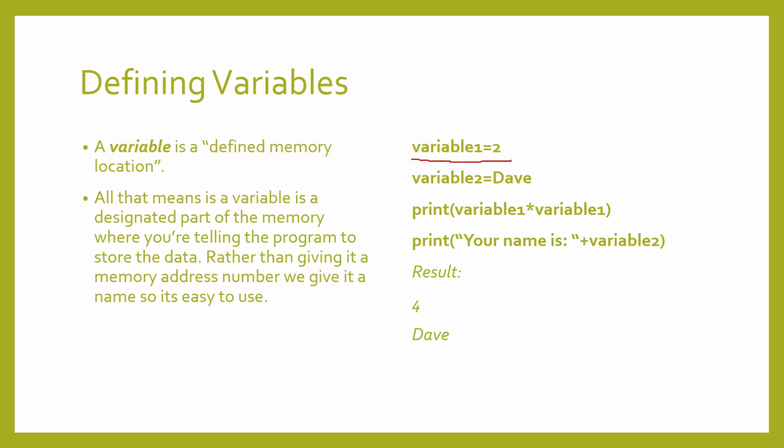The way you define a variable is this. We just name it, so we have to give a variable a name, equals, and then the value of that variable. So it could be anything. Variable 1, look, you can see is a number, number 2. Variable 2, I've made the word Dave. Alright? That's essentially how we define variables.